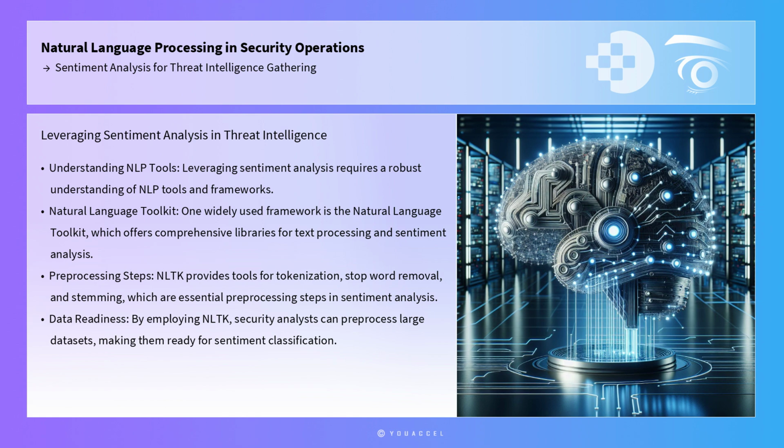Leveraging sentiment analysis in threat intelligence requires a robust understanding of NLP tools and frameworks. One widely used framework is the Natural Language Toolkit, which offers comprehensive libraries for text processing and sentiment analysis. NLTK provides tools for tokenization, stop word removal, and stemming, which are essential pre-processing steps in sentiment analysis. By employing NLTK, security analysts can pre-process large datasets, making them ready for sentiment classification.